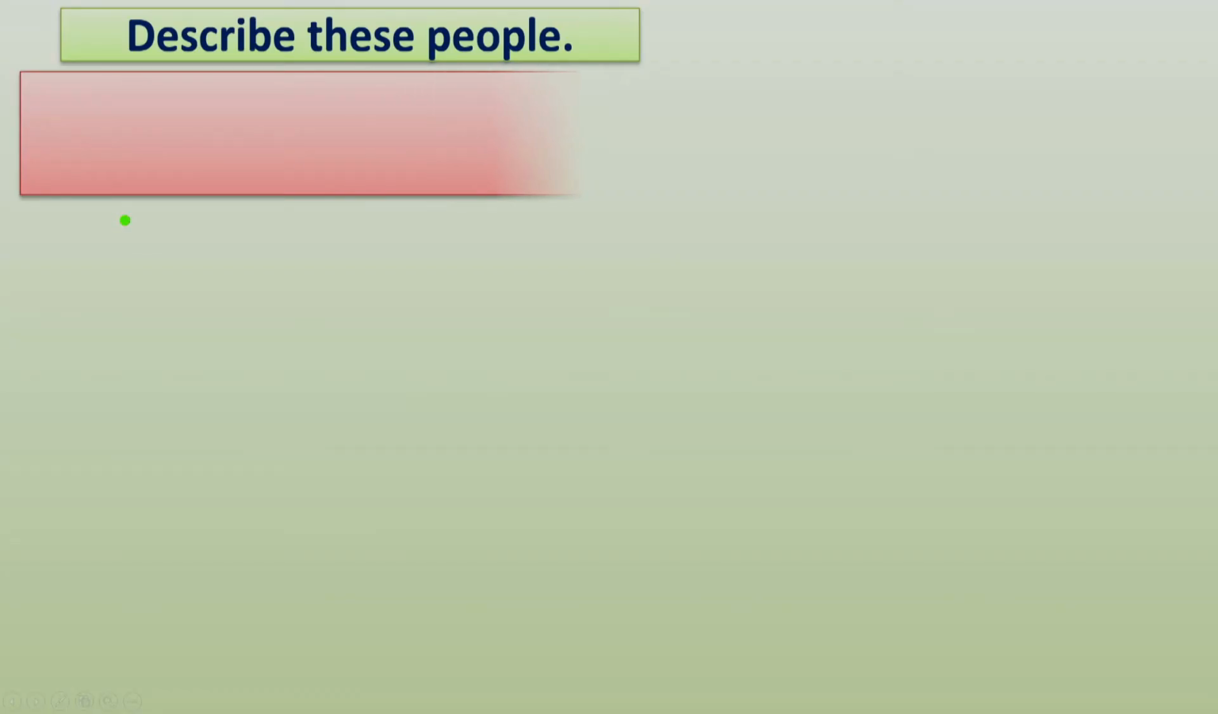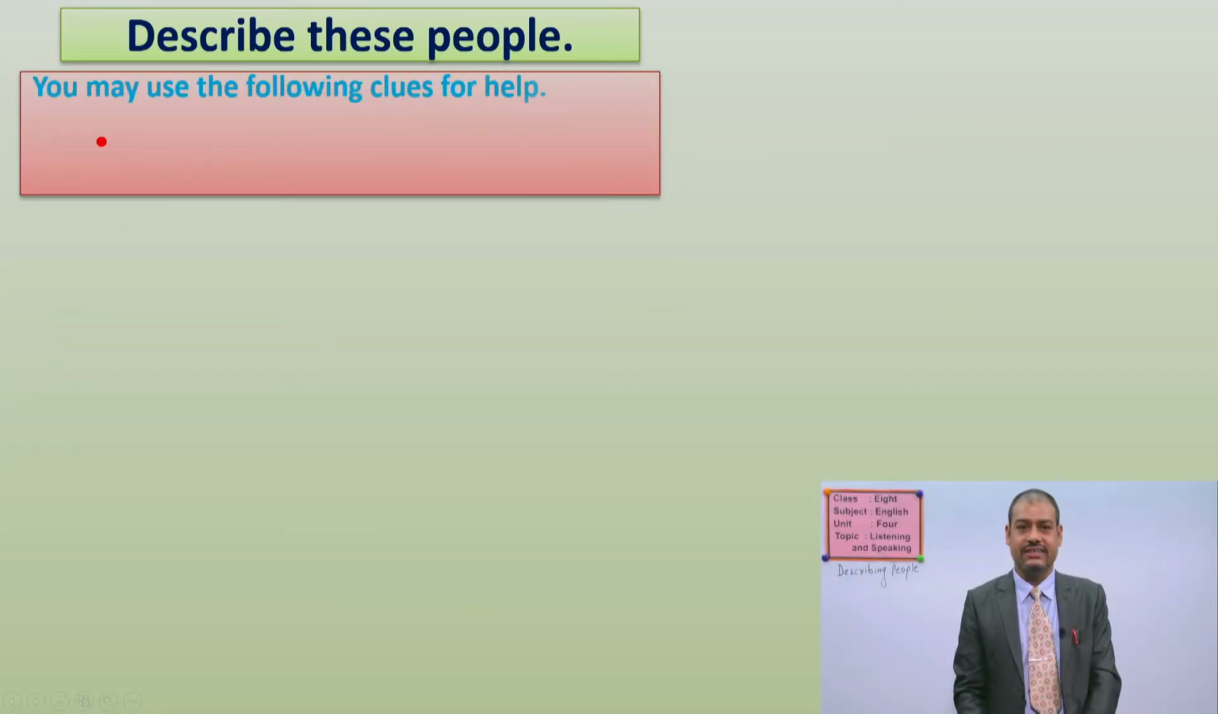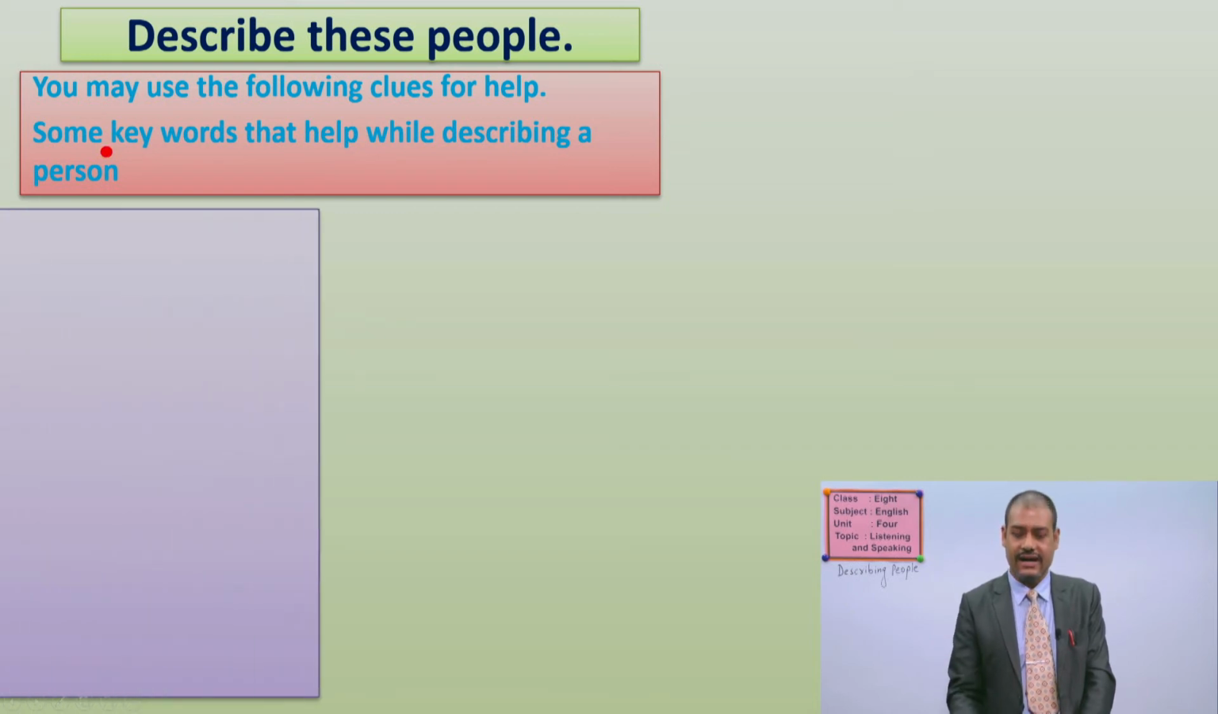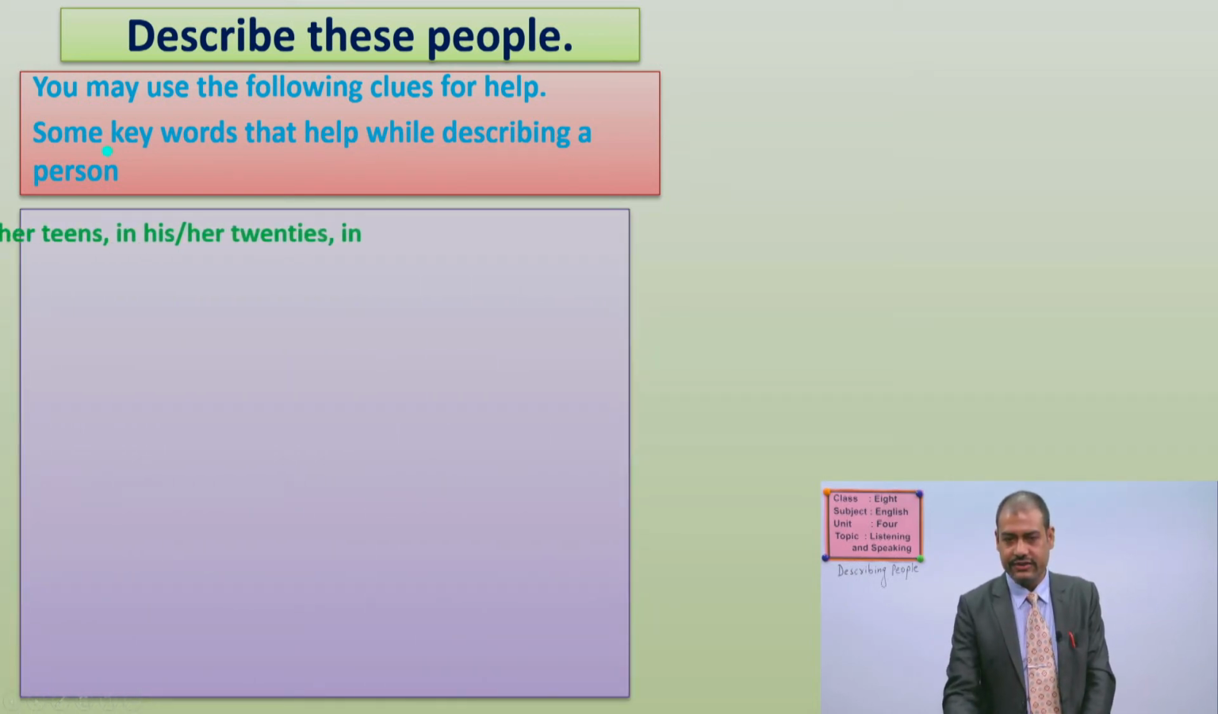All right. Now, please read it. You may use the following clues for help. Dear students, for your ease, I have given you some clues from your textbook, and you can use them to describe the persons, all right? Some keywords that help while describing a person are, now please read with me again.